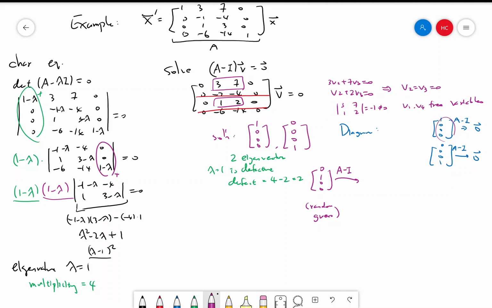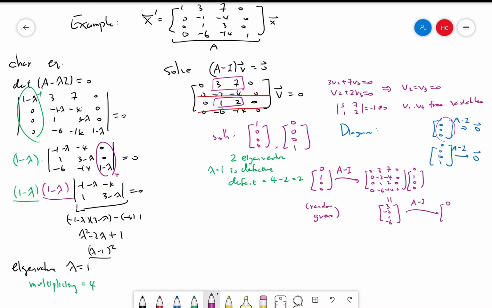Then we get 0, 3, 7, 0, 0, negative 2, negative 4, 0, 0, 1, 2, 0, 0, negative 6, negative 14, 0, multiplied by negative 1, 0, 0. This is equal to 3, 2, 3, negative 2, 3, negative 2, 1, negative 6. And then let's multiply this by a minus I again.